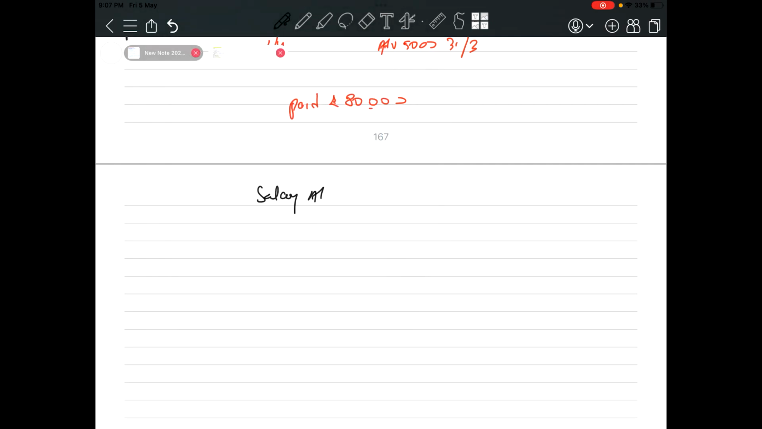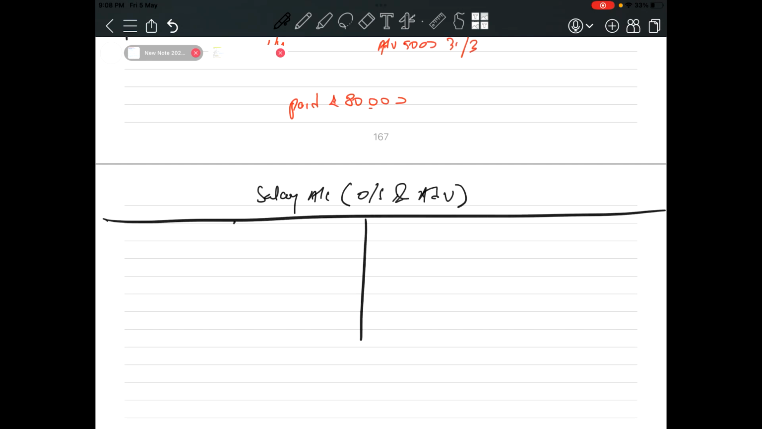Salary account. This will be a combination of outstanding and advance. Now let's see, if it is outstanding, it means we have to pay. Outstanding salary means it's our expense which we have to pay. So the opening balance of expense will always come on the credit side. The closing balance will always come on the debit side to balance c/d.